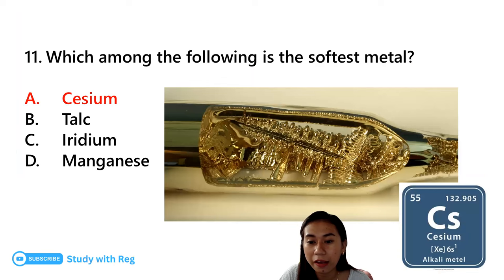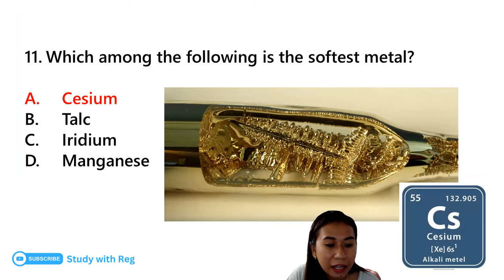That's the softest metal. Yung talc, talc is the softest mineral. In the Mohs scale, talc is number 1. Ano yung number 10? Diamond. Okay? 10 is diamond. Talc is the softest mineral, number 1. Pero ang tanong natin is softest metal. Hindi naman metal ang talc. So, cesium ang sagot natin.